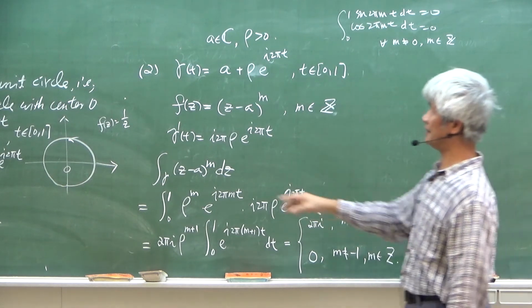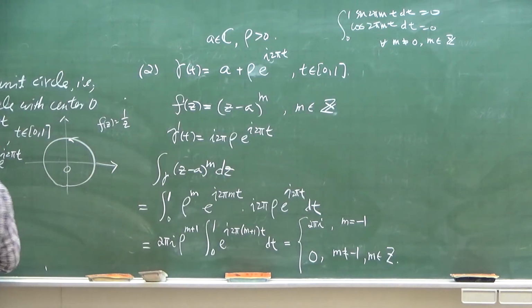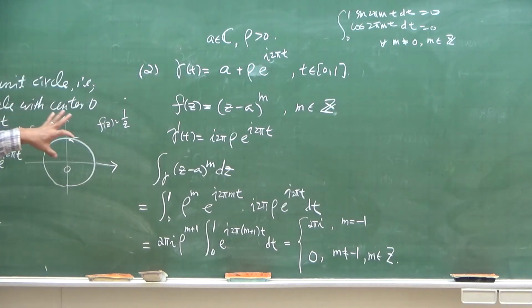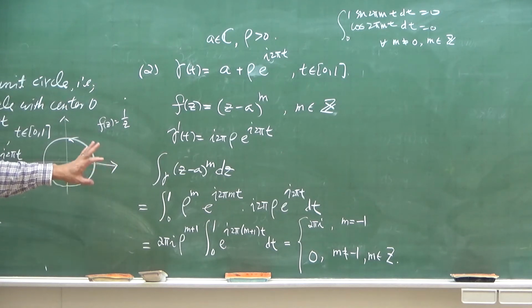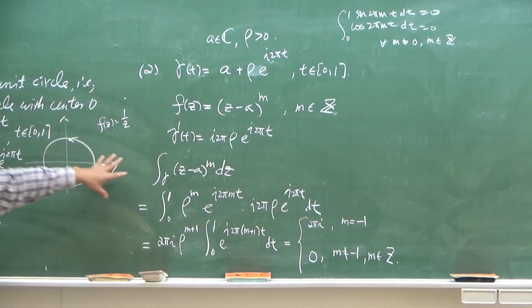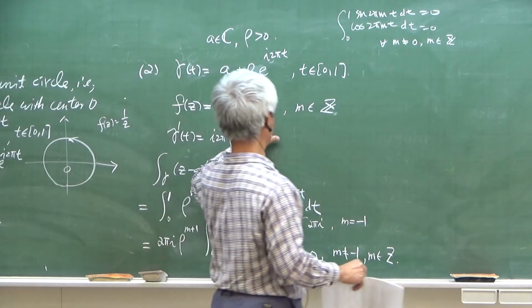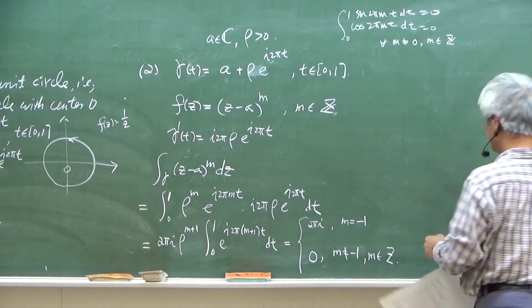So 2 pi i, just like the first example. You have z to the minus 1, right? So this is a special case of that. Can you see that? A special case of that, when a is 0 and m is equal to minus 1.